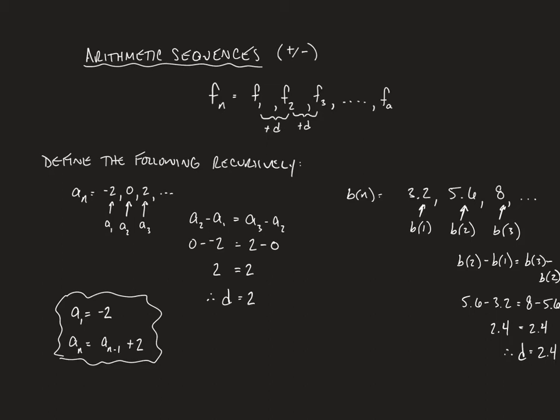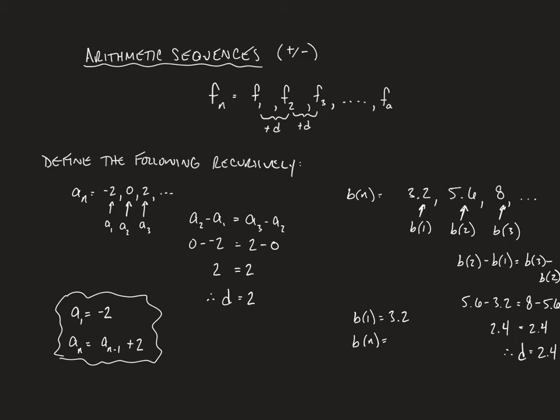Now I can define this recursively. So when I define it recursively, I'm going to start off by just saying the first term is 3.2, because that gives me a foundation to build this sequence from. And now I want to give instructions for how to find the nth term. So the nth term is the result of taking the n-1 term and adding 2.4.